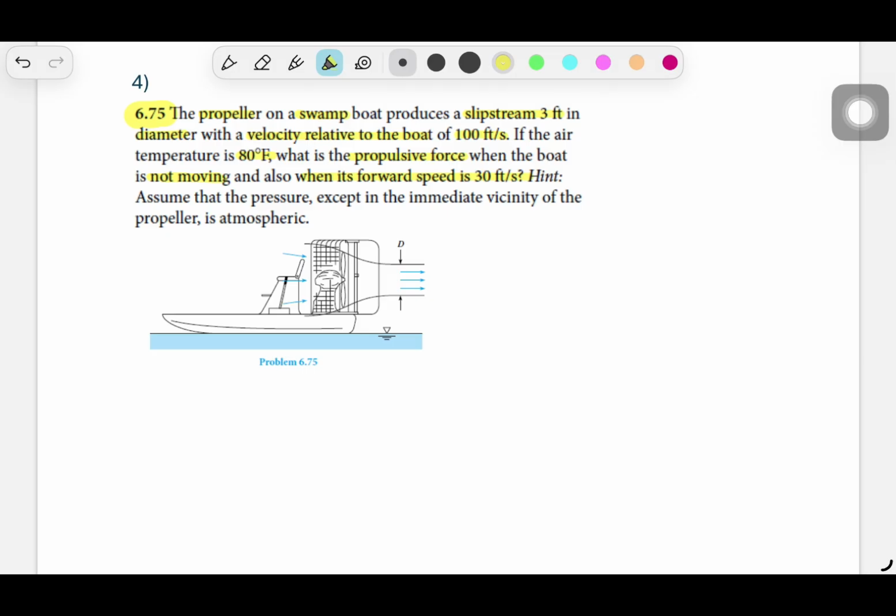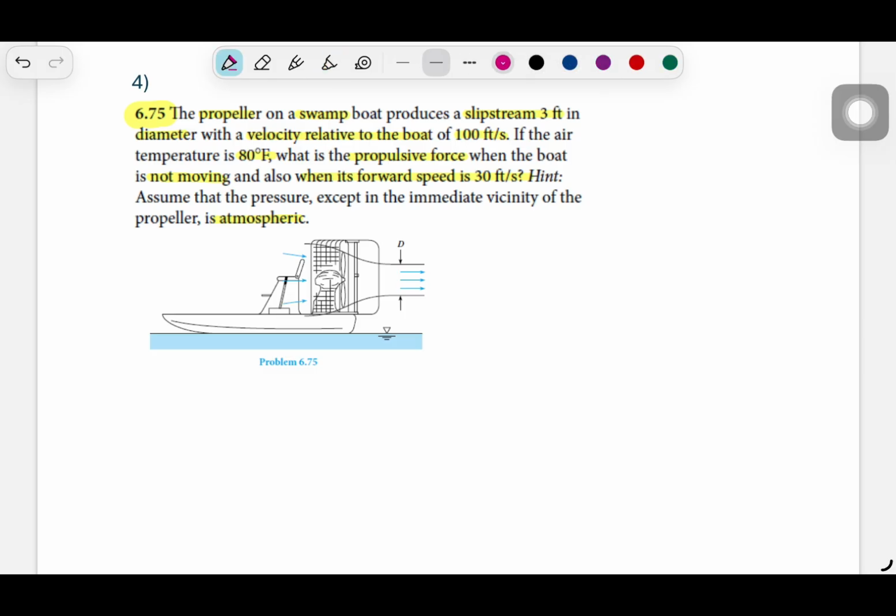So we will assume that the pressure, except in the immediate vicinity of the propeller, is atmospheric. So this means we can just ignore pressure effects, and we can just do our momentum calculations.